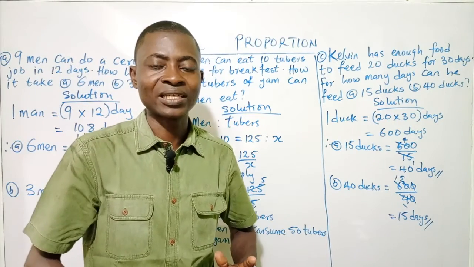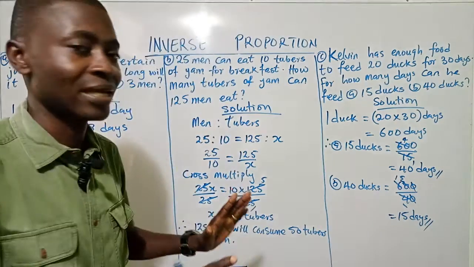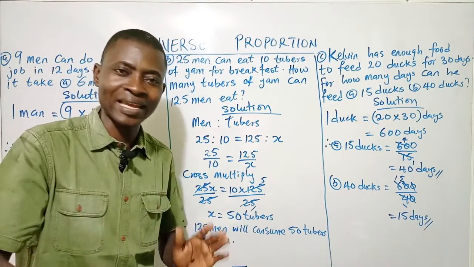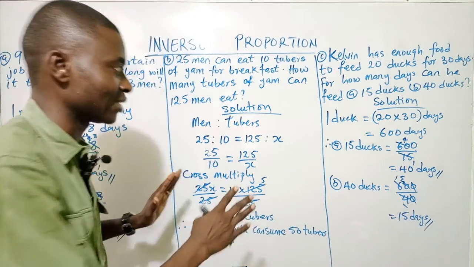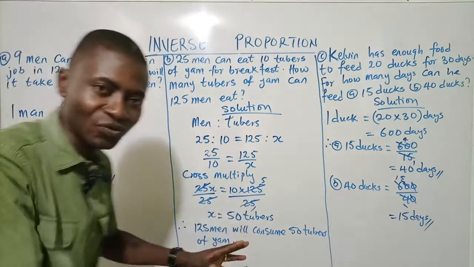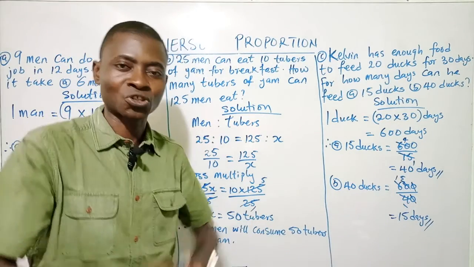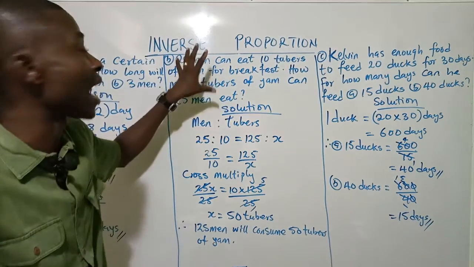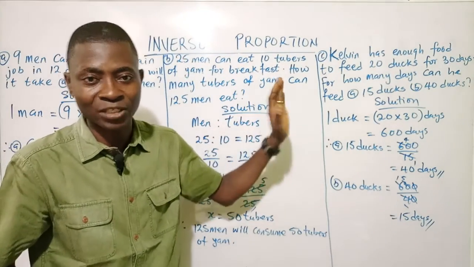Just as I said earlier, when one quantity is increasing, the other quantity is decreasing. Please, if you don't understand this, go through this video over and over again. Try to understand these questions, solve them on your own, and explain it to someone else. By so doing, you will get a deeper understanding of how we carry out operations under inverse proportion.